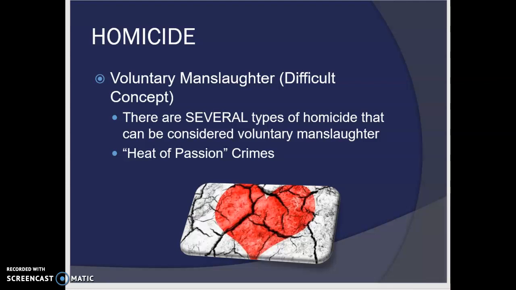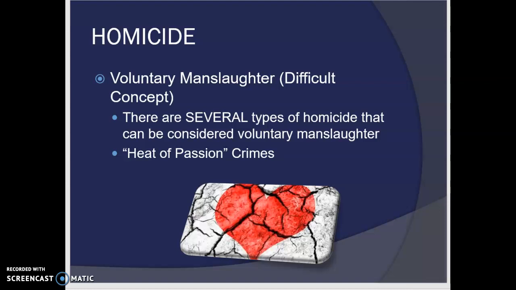All right, guys, right now we're going to do part two on our lesson on homicide. What we're going to look at today are the different types of manslaughter that exist. And if you'll recall from the last slideshow I did here, we are using Pennsylvania law. So, what we're looking at here, guys, is voluntary manslaughter.